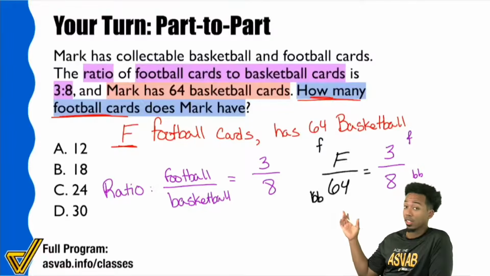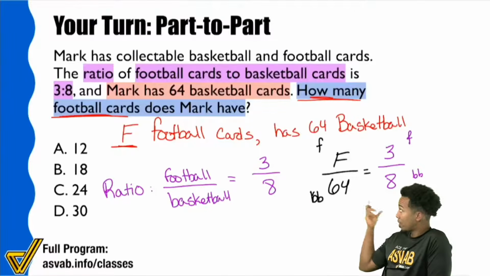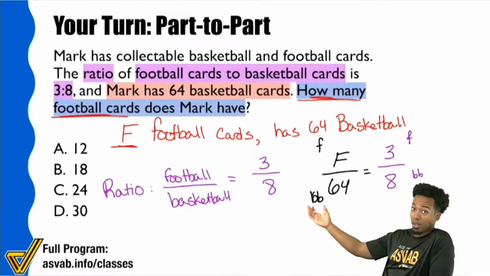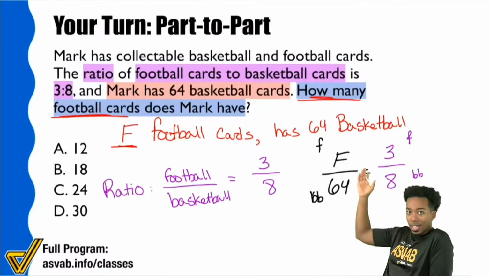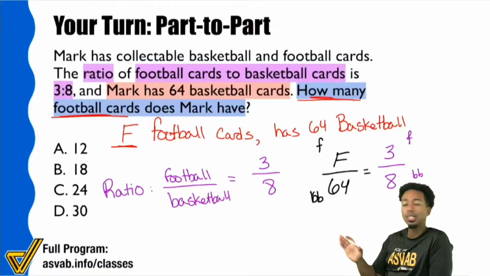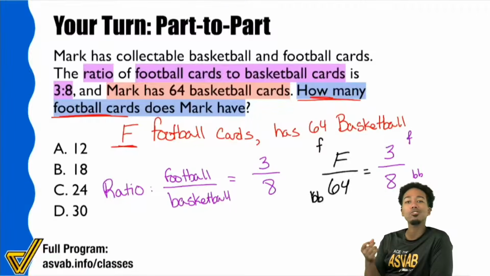And again, you could have set this up a couple of different ways. You could have swapped the left side and the right side out. It could be 3/8 equals F over 64. You could have 64 over F, 8/3. That would work as well. A bunch of different ways would work, as long as you compare the same things in the same way, you're good.